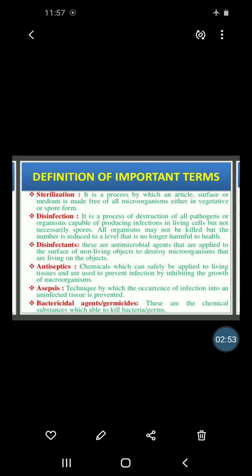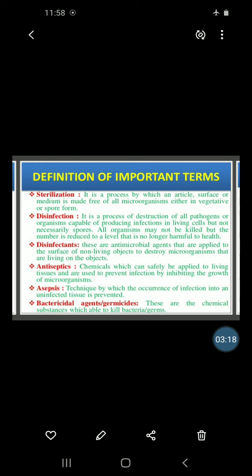Next, bactericide or bactericidal agents, or the germicides. First we will see the bactericidal. These are the chemical substances or agents which are able to kill bacteria. And what is germicide? These are the chemical substances which are able to kill germs. That is germicidal and bactericidal.